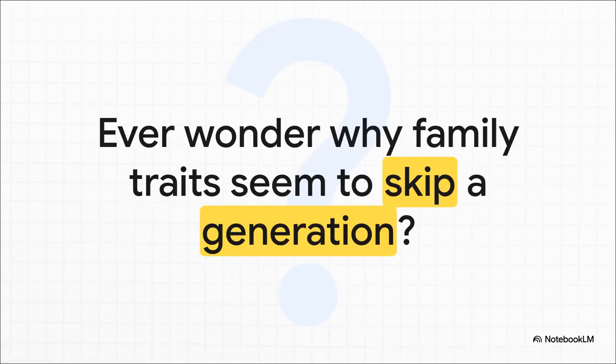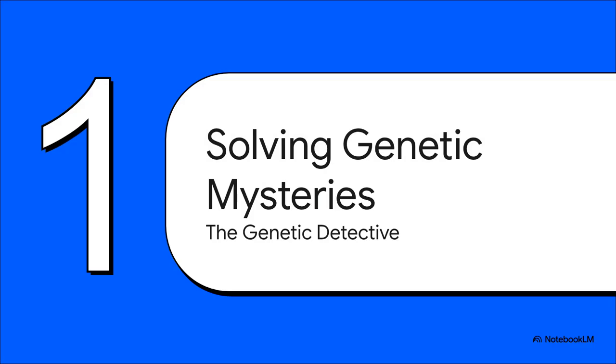Have you ever looked at your family and thought, wait, why do I have my grandpa's eyes, but my parents don't? Or maybe why a certain trait just seems to pop up out of nowhere? Well, these are all questions about heredity, and it turns out there's actually a map that can help us find the answers. So, every genetic investigation really starts with the same challenge. Why is it so darn hard to study human traits in the first place?